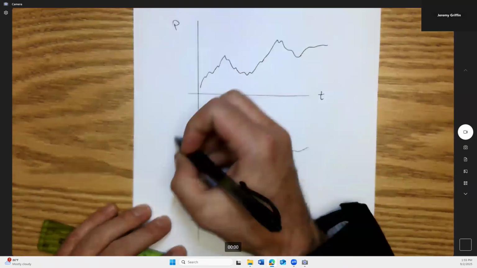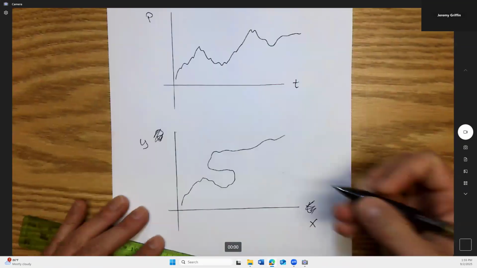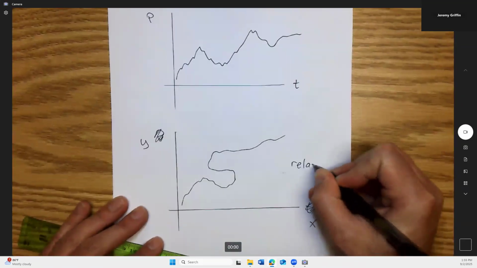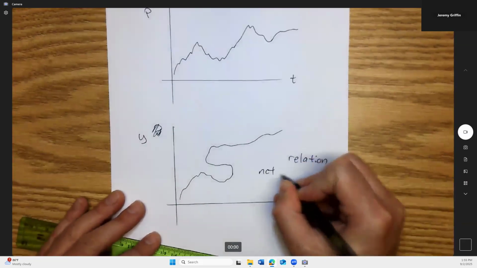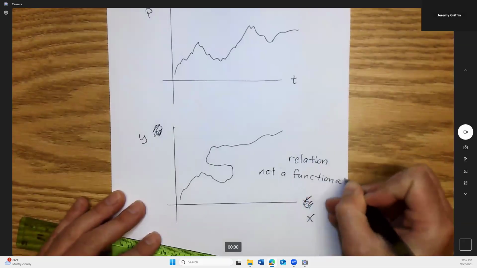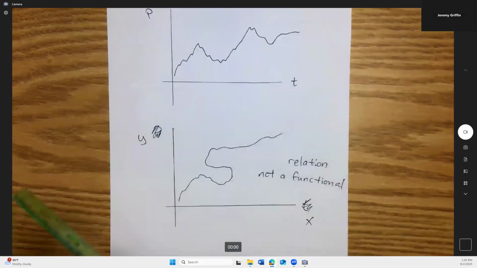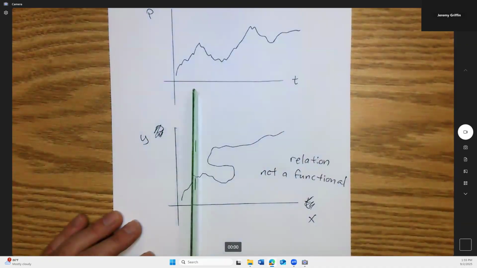Now, if I change this to a generic y and this to a generic x, I could call this some kind of relation. But you guys are saying this is not a function, not a functional relationship. I couldn't say y is a function of x. And one of the tests you can do, guys, what test am I doing now? The vertical line test. You guys remember the vertical line test?